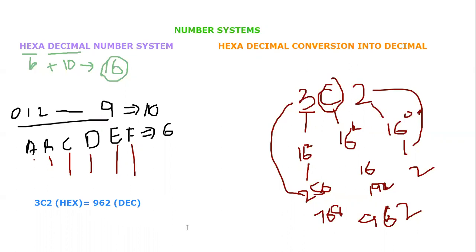We need to calculate the worth of every position, then multiply the corresponding number with its worth, and then sum up all the digits, as we did in binary to decimal conversion. We also did the same thing in the same tutorial for hexadecimal to decimal conversion. I hope you have understood it.